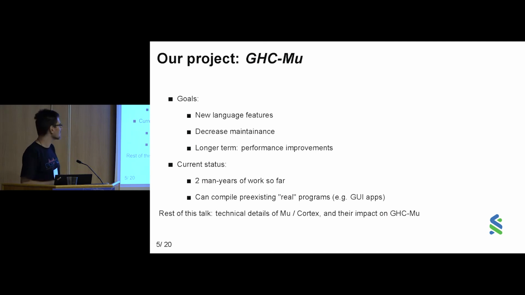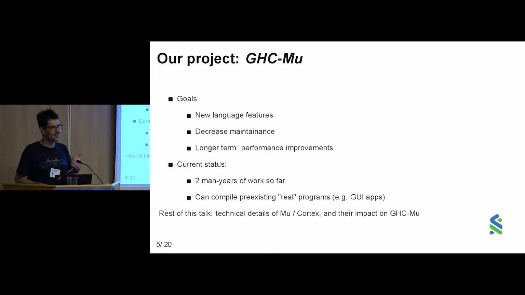So the rest of this talk is basically going to be about the technical details of Mu and Cortex. Why is this interesting? Because you might think that we can replace one Haskell compiler with another, that we changed the makefile in a couple of places to invoke GHC and we're done. That's not a talk.